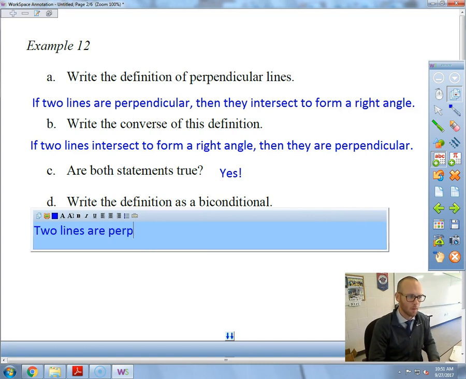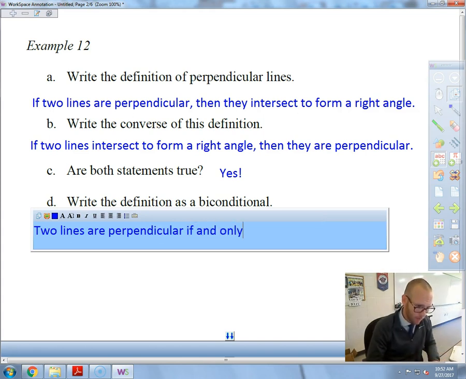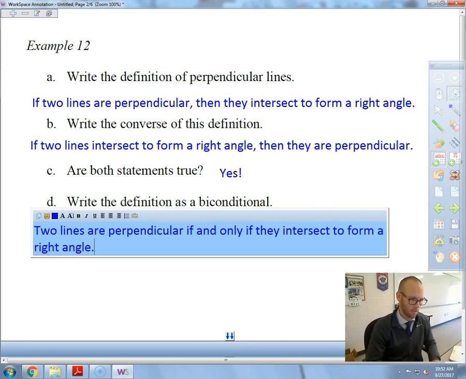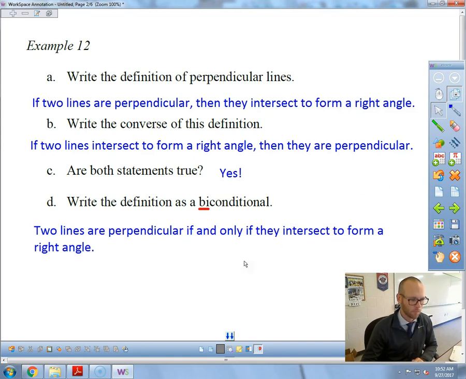Two lines are perpendicular. What's the next set of words that are going to come? If and only if they intersect to form a right angle. Two lines are perpendicular if and only if they intersect to form a right angle. Good.